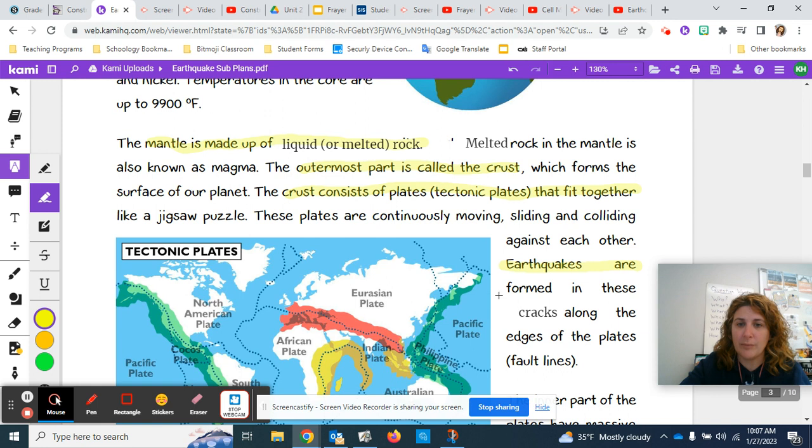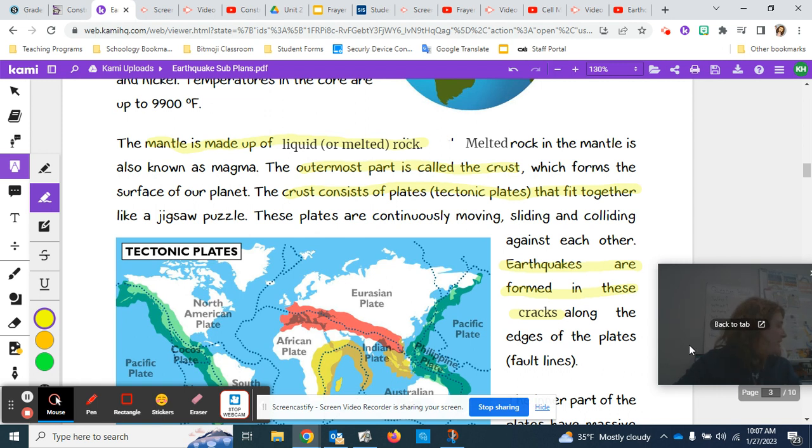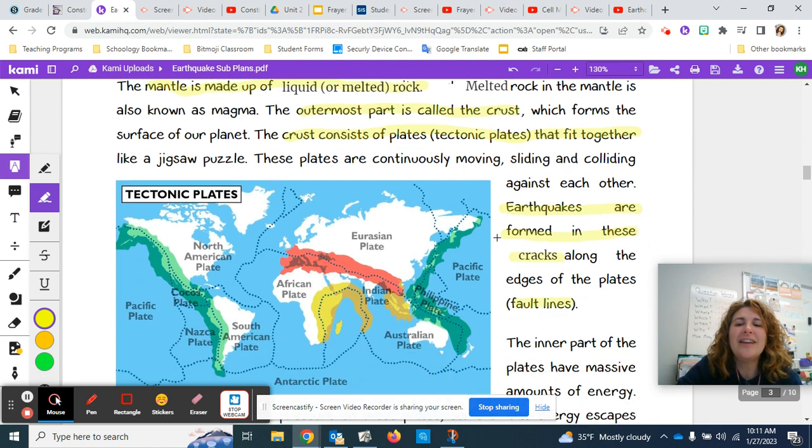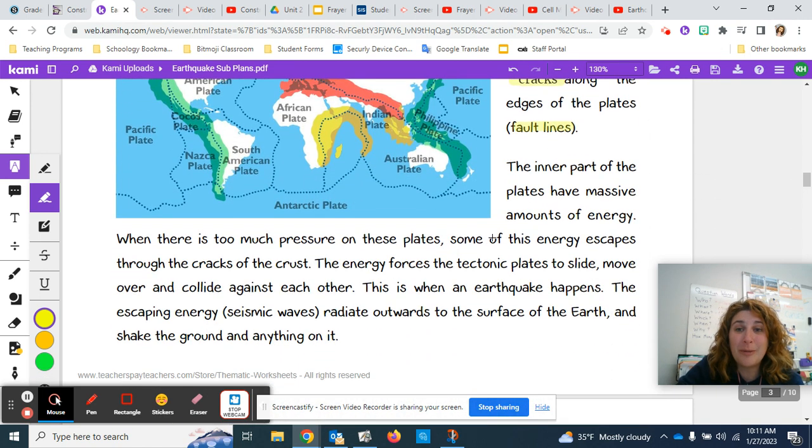Earthquakes are formed in the cracks along the plates. So cuando las placas tectónicas se rompen, right? Tenemos cracks. Hay terremotos. The name of these are called fault lines. The name of the crack. All right. Y la última párrafo en inglés.